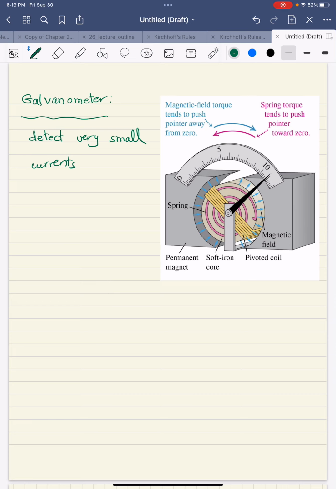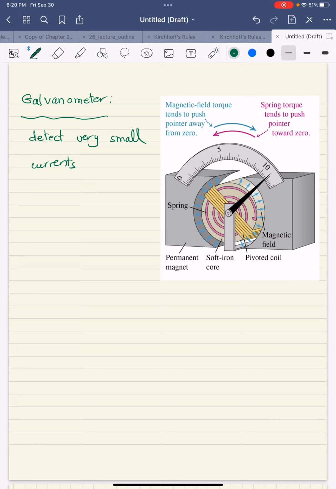What's happening is, when the current is going through the wires, it's going to create a magnetic field, and then it's going to create a torque. That torque is going to tend to push the pointer away from the zero, and the spring is going to try to make it go towards the zero.